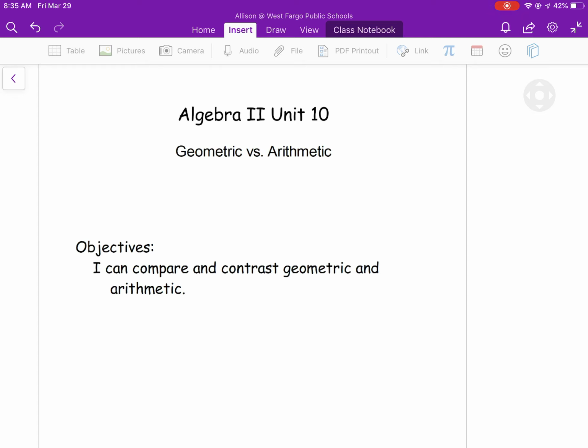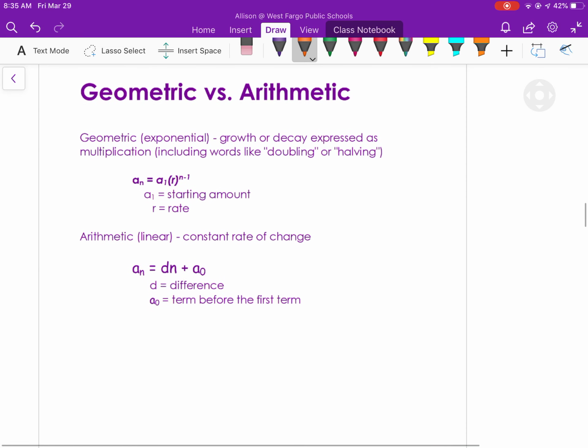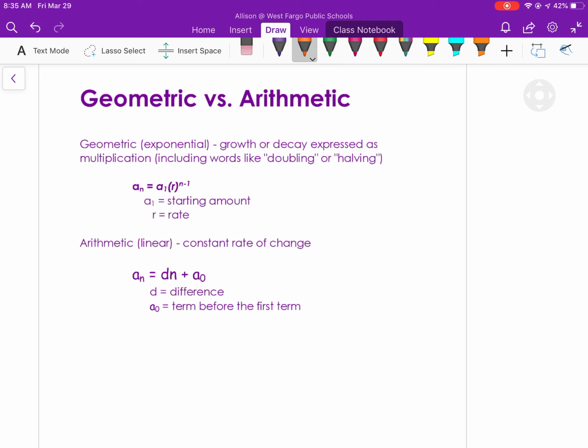Okay, let's compare and contrast geometric and arithmetic sequences. This went with 10.3a notes. So remember that geometric or exponential growth or decay is expressed as multiplication, including words that include doubling or halving. So if you see something that says, the bacteria is doubling every hour, that is represented by a geometric sequence. So those are some key words.